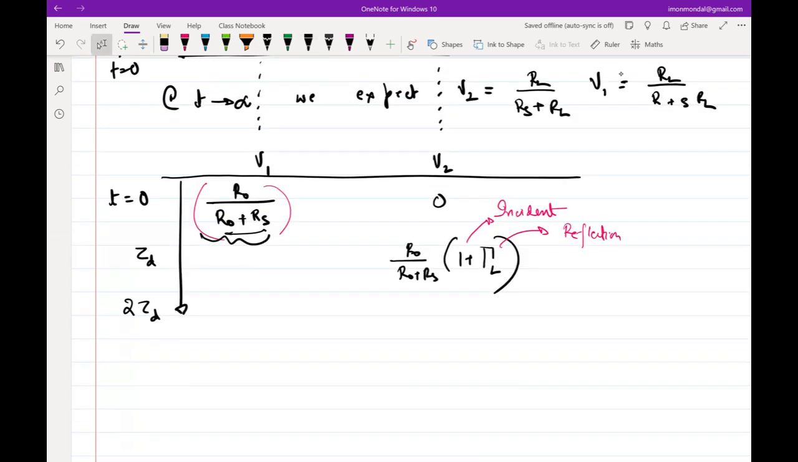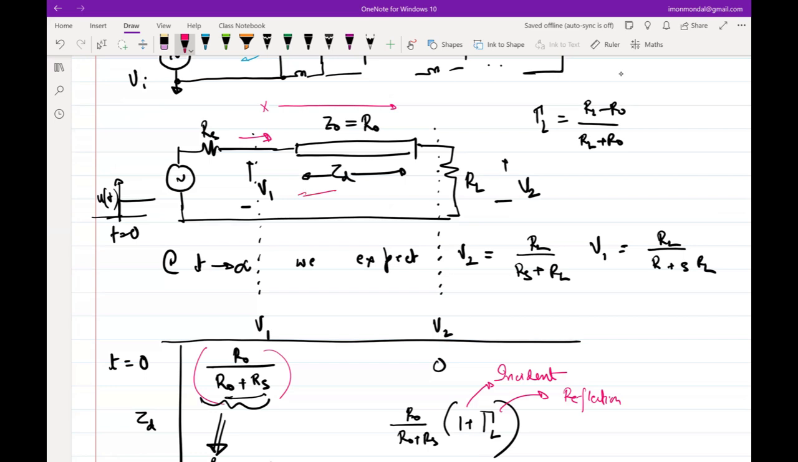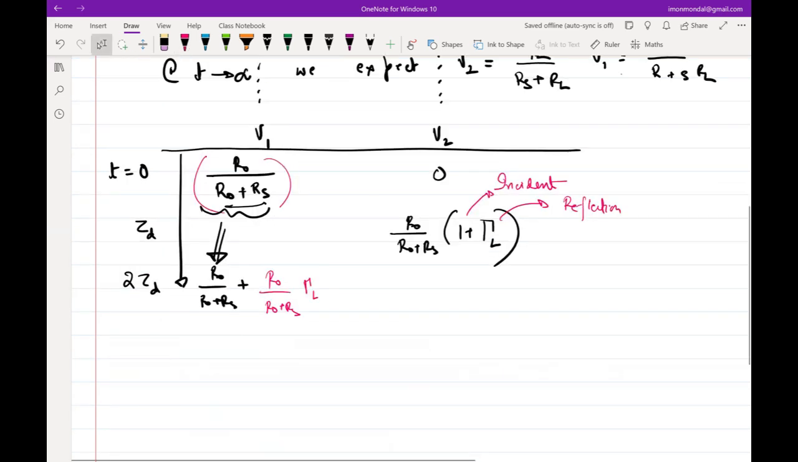So I basically say that at 2 tau d, I will have this R0 plus RS. This is the original. So this is this guy. Plus the reflected part. Reflected part was R0 by R0 plus RS, gamma L. That was coming from the load end. But again, whatever was traveling this side will again get reflected. Part of it is again going to get reflected. What is that part? The reflection coefficient at that node times whatever was incident. So basically at that node, the reflection coefficient is gamma S times whatever was coming in.